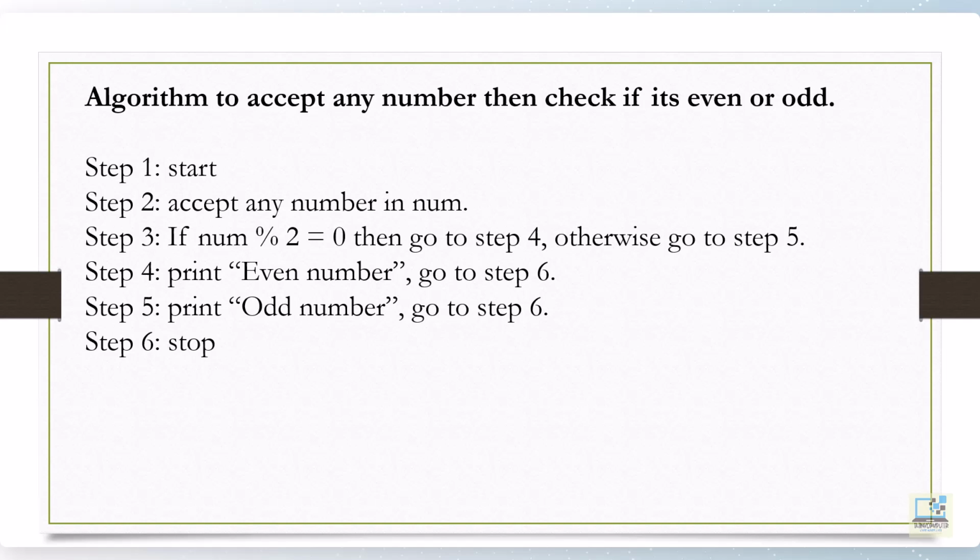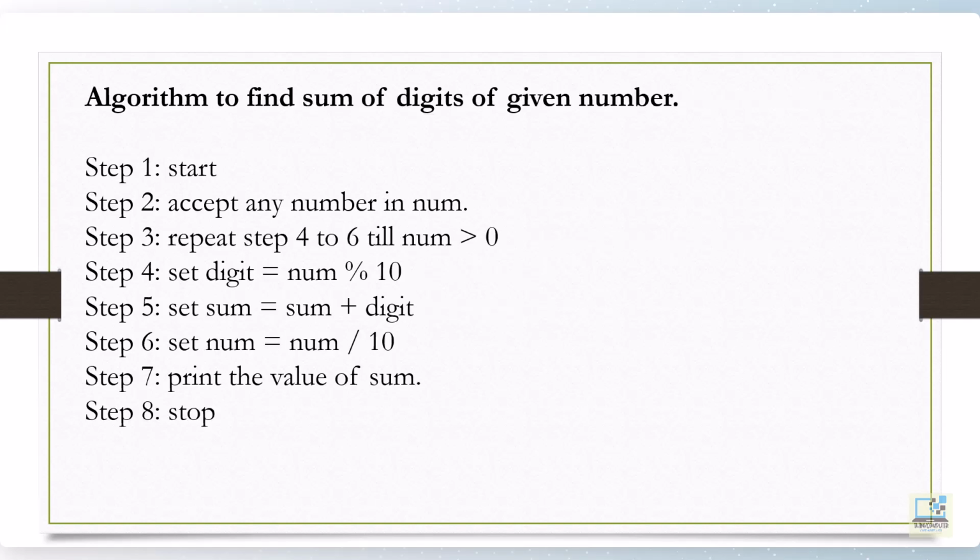Let's see a more complex algorithm where loop is involved. So here we have a question which is to find sum of digits of given number. So this algorithm has a total of 8 steps. Step number 1 and 8 both are same as before.